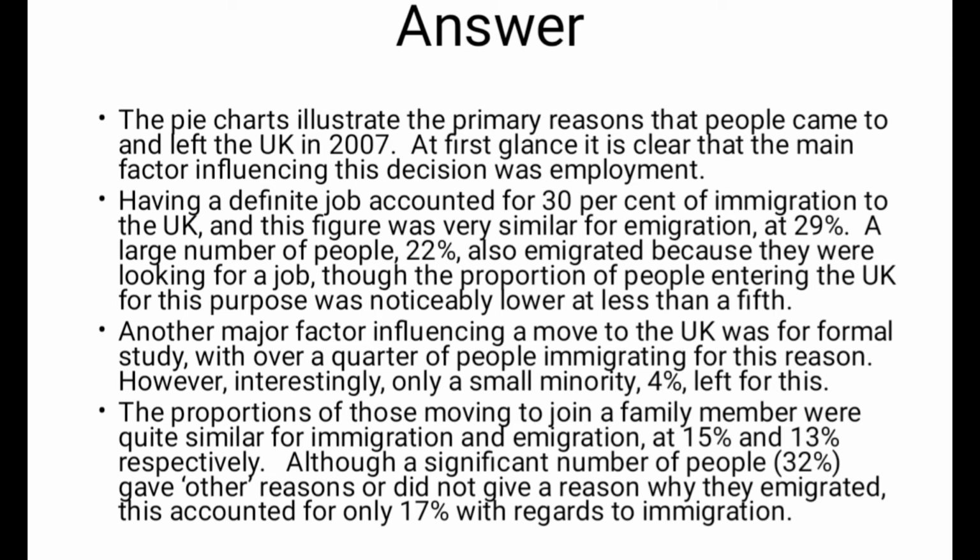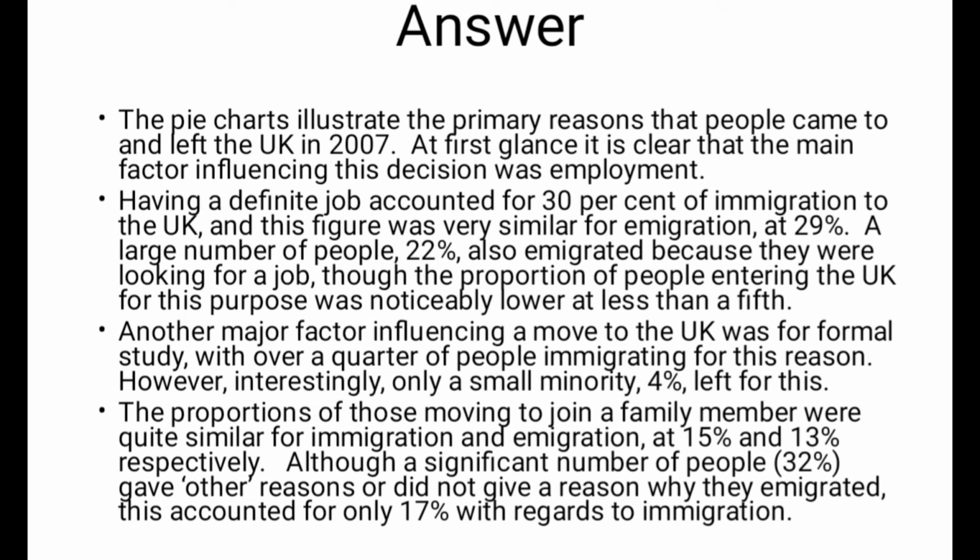Then, having a definite job accounted for 30% of immigration to the UK, and this figure was very similar to the emigration of 29. So emigration means people going from England to other countries. A large number of people, 22%, also emigrated because they were looking for a job, though the proportion of people entering the UK for this purpose was noticeably lower, at less than a fifth.